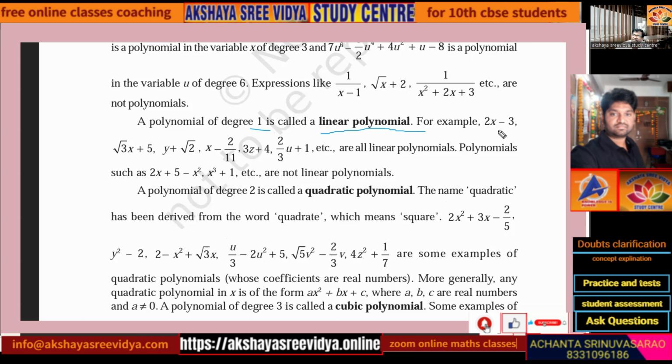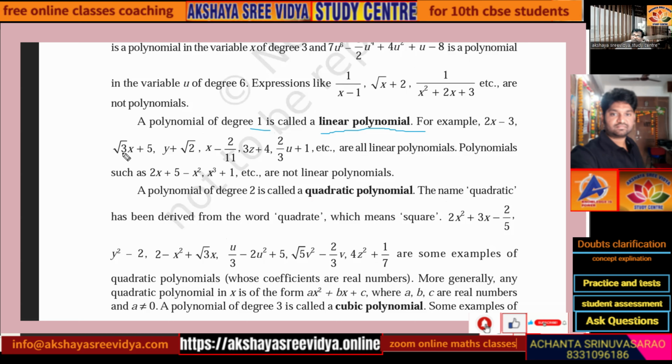And here 2x minus 3, the degree is 1. Root 3x plus 5, the power of x is 1, so the degree is 1. Y plus root 2, the power of y is 1. X minus 2 by 11, the power of x is 1. 3z plus 4, the power of z is 1. 2 by 3 into u plus 1, the power of u is 1. These are called linear polynomials.